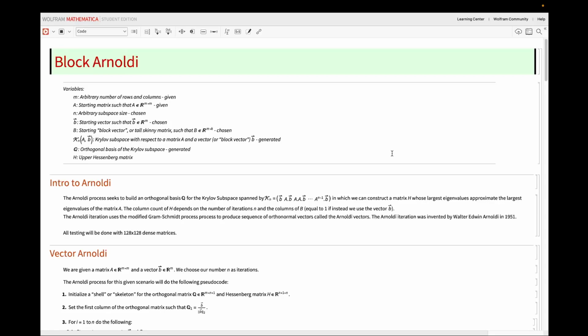Introduction. The Arnoldi process seeks to build an orthogonal basis Q from the Krylov subspace, from which we can construct a matrix H whose largest eigenvalues approximate those of A. The most important fact here is that the matrix H built approximates the largest eigenvalues of any matrix A. This time around, we are looking at any matrix A. It could be symmetric or a general matrix A.